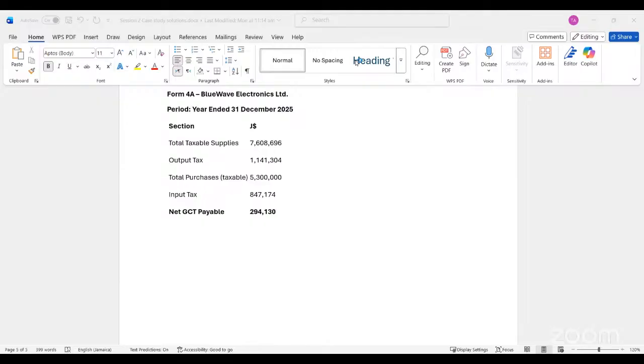The small man, that is why I put it as sales. Right? So you have to tell him, no, that is not your sales. That's the total you collected, inclusive of the GCT output tax. So that's what we're trying to do.